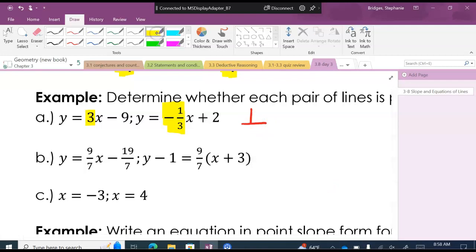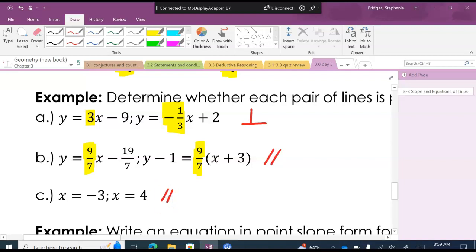What is the slope for the first equation in B? 9/7. What's the slope for the next equation? 9/7. Are they the same, opposite reciprocals, or neither? Same, which makes them parallel. Yep. And then C is very similar to E on the last one. I have x equals -3 and x equals 4. Two vertical lines would make them parallel.